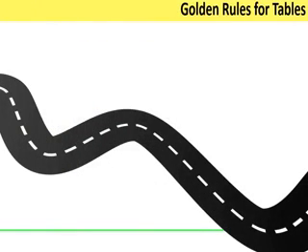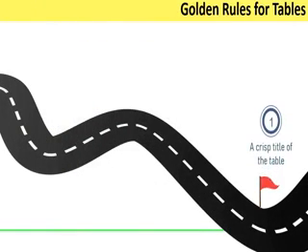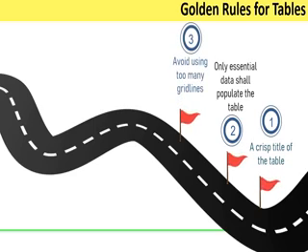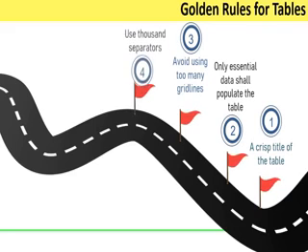Now let us look at some golden rules for tables. Number 1, give a crisp title to the table. Not very big, not very small, but it should explain the meaning and the purpose of the table. Only essential data should be populated in the table. In your report or PowerPoint presentation you might have a very big table, but not all of it is important to communicate to the reader or viewer. So only display those data that are important in the picture. Avoid using too many grid lines.